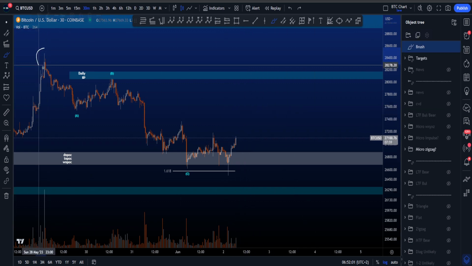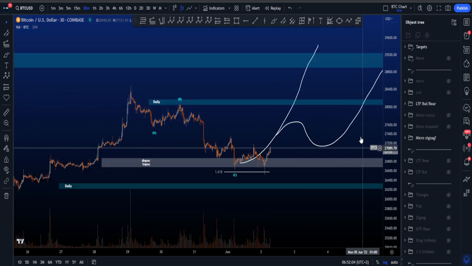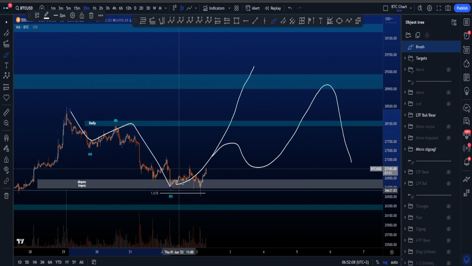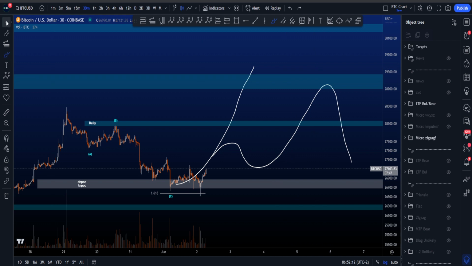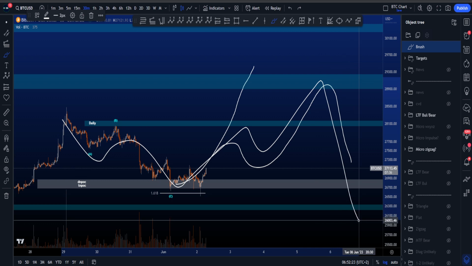That does not mean, by the way, we cannot take this high, because if we open this over here, I want to show you that we can also have this as a 3-wave structure, then get another 3-wave structure, reach the target box up here, which is between 28.9k and 29.2k, and then have an impulse to the downside in a wave C, creating an expanding flat, which is a 5-wave move to the downside.